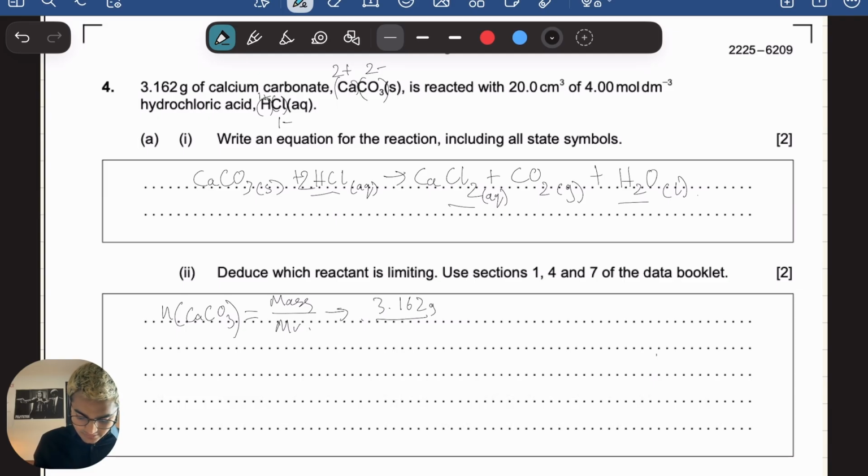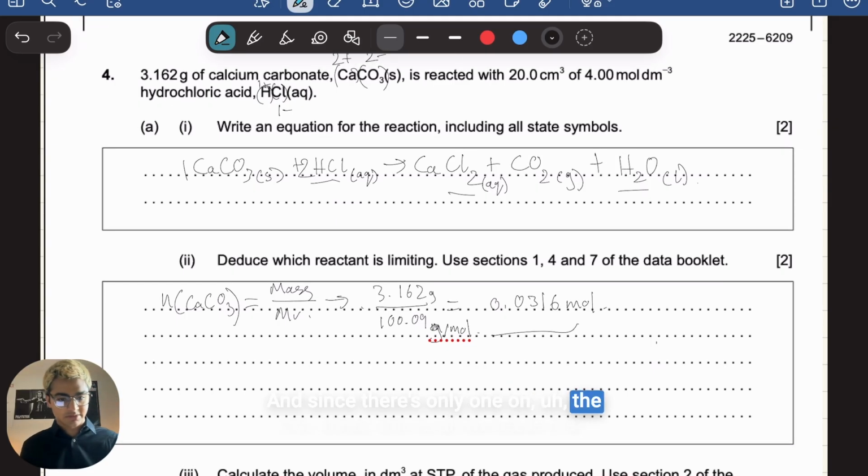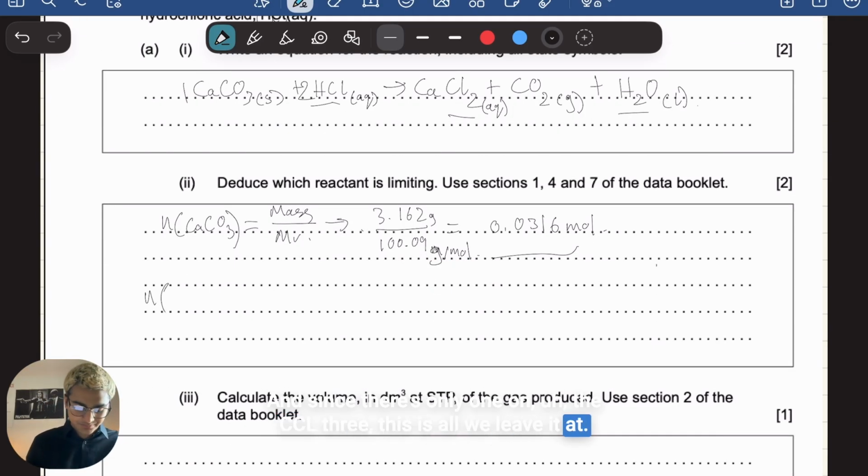3.162 grams over the Mr of CaCO3, which is 100.09. You have to find this out yourself using the formula booklet given. So 100.09 grams per mole. This gives us 0.0316 moles. And since there's only one on the CaCO3, this is all we leave it at.